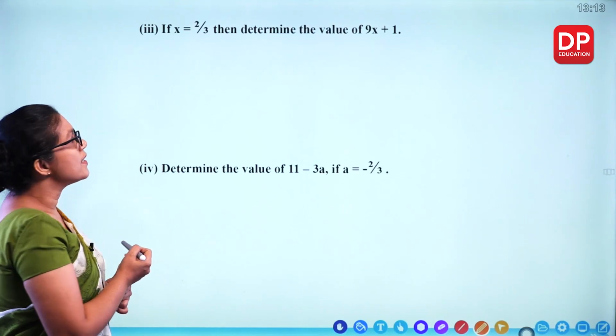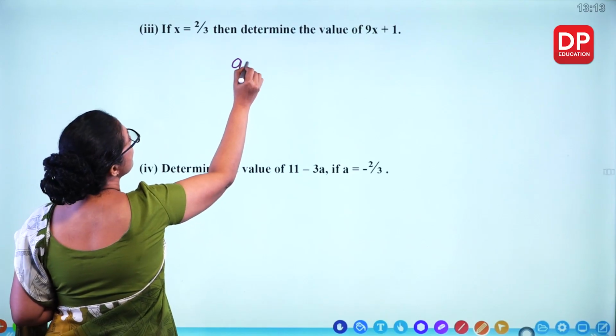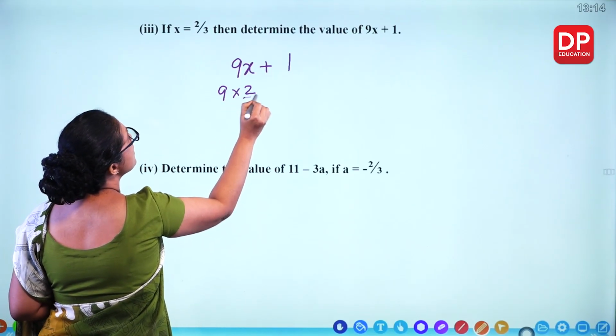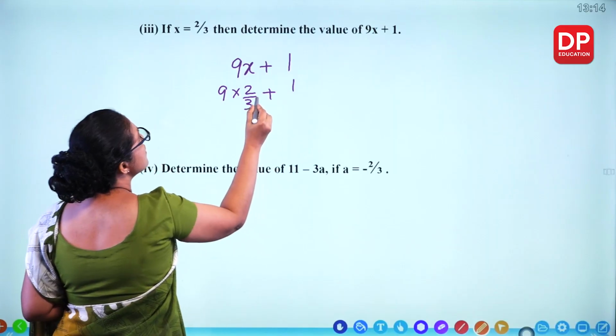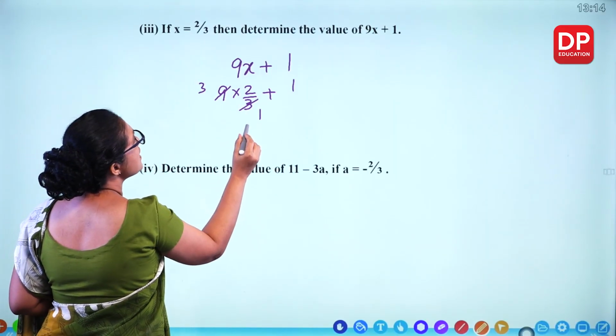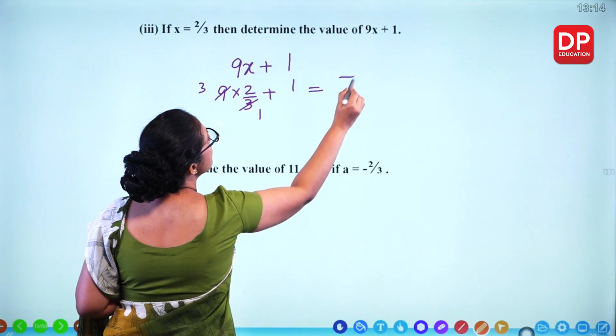X equals 2/3 now. 9x plus 1. 9 times 2/3 plus 1. 3 times 1, 3 times 3. So 3 times 2, 6. 6 plus 1, 7.